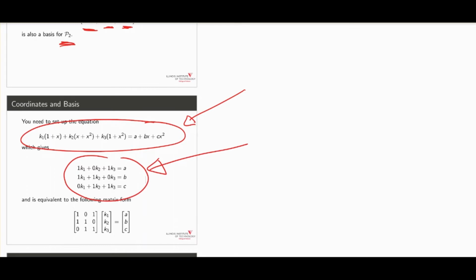So again, A, B, and C are fixed. These are not variables. A, B, and C are not variables. The variables that you have are K1, K2, and K3. So K1, K2, and K3 are unknown. Now, you can actually put this into a matrix system.